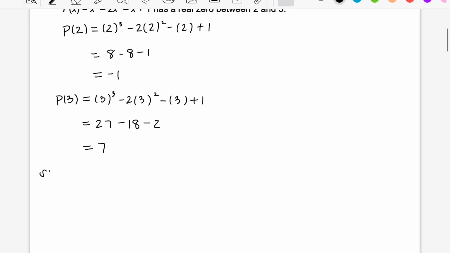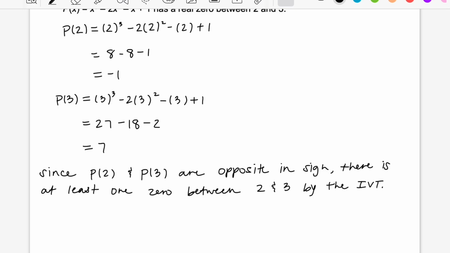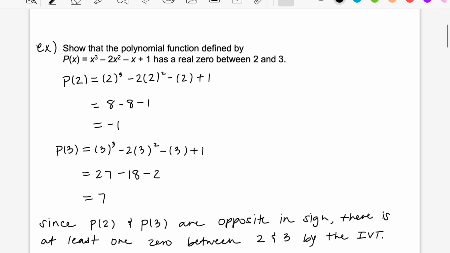So we can conclude that since p of 2 and p of 3 are opposite in sign, there is at least one zero between 2 and 3, and we'll say this is by the intermediate value theorem. Alright, so that's all we have to do for this one. We just want to show that the polynomial function has a zero between 2 and 3.